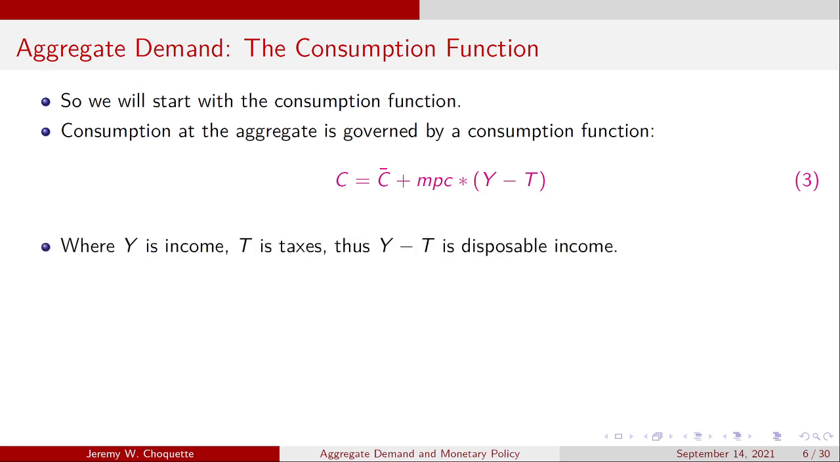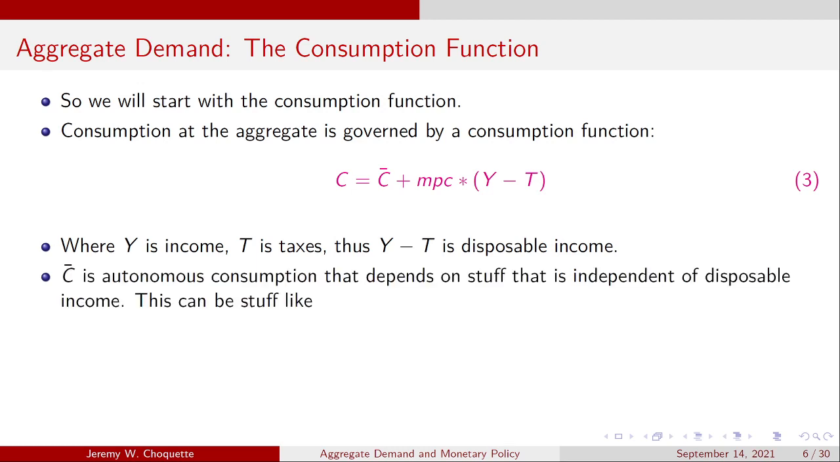Right? Y is income. T, taxes. So Y minus T is just disposable income, right? If you earn $100,000 a year and you've got to pay, say, $33,000 of that in taxes, right? 100,000 minus 33,000 leaves you what? $67,000 of disposable income. So this is taking your output and controlling for the amount the government is taxing out of your income.